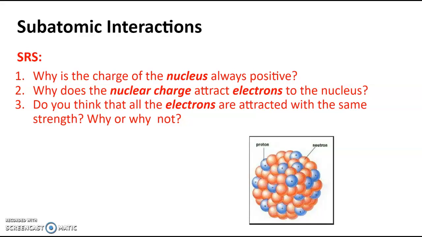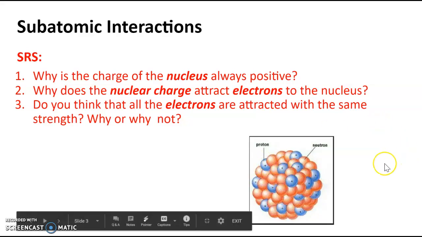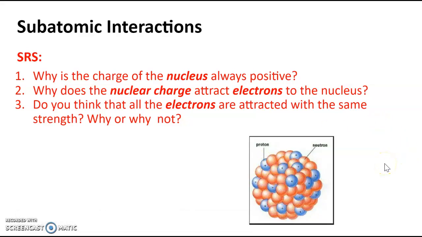So when we think about our nucleus, if we look at our little picture down here, we have red neutrons and blue protons, and the protons have a little plus sign, and there's nothing on the neutrons. This is because the protons are positive and the neutrons are neutral, and since you only have positive and neutral things, the nucleus is always positive. The nuclear charge attracts electrons to the nucleus because the nucleus is positively charged and electrons are negatively charged, and they're just attracted like magnets because they have those opposite charges.